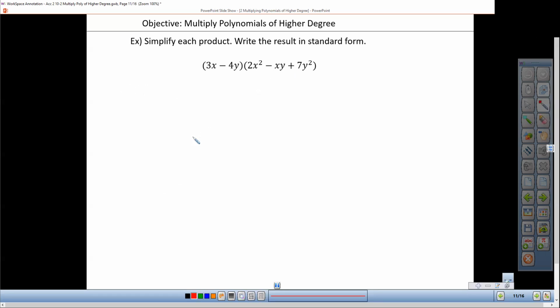So I'm just going to go ahead and start multiplying these and deal with the standard form at the end here. These are both actually in standard form, in case you were wondering. So we'll end up with standard form if I keep things in this order. So I'm going to start by distributing the 3x to the 2x squared minus xy plus 7y squared. And then I will distribute the negative 4y to that trinomial.